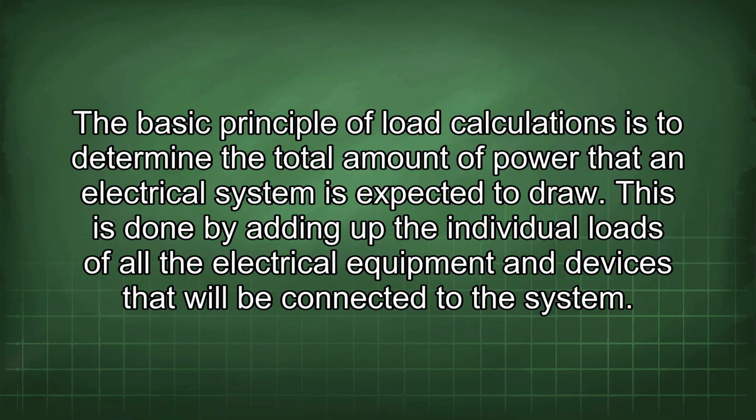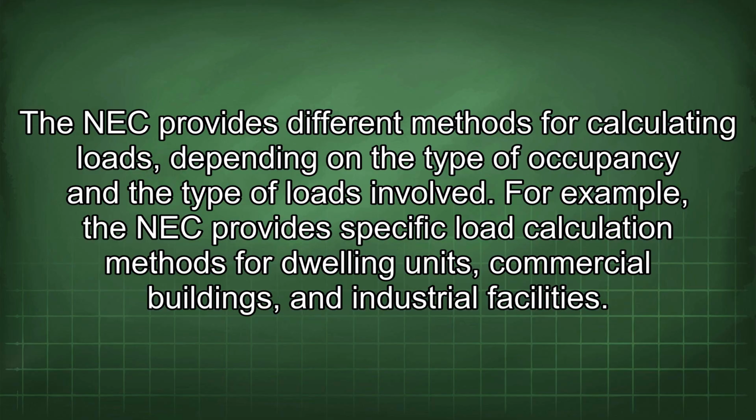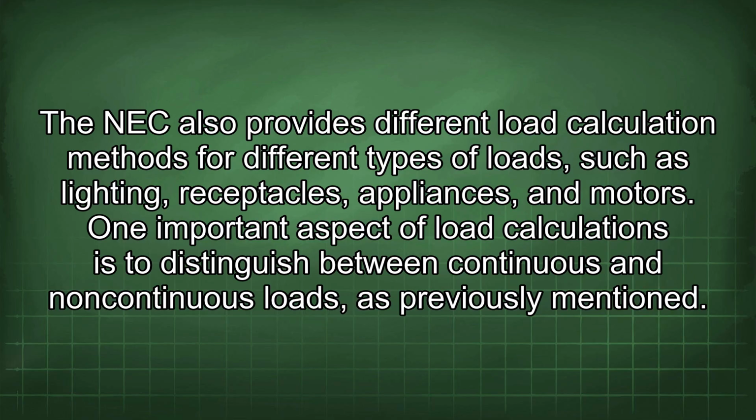The basic principle of load calculations is to determine the total amount of power that an electrical system is expected to draw. This is done by adding up the individual loads of all the electrical equipment and devices that will be connected to the system. The NEC provides different methods for calculating loads, depending on the type of occupancy and the type of loads involved. For example, the NEC provides specific load calculation methods for dwelling units, commercial buildings, and industrial facilities. The NEC also provides different load calculation methods for different types of loads, such as lighting, receptacles, appliances, and motors.